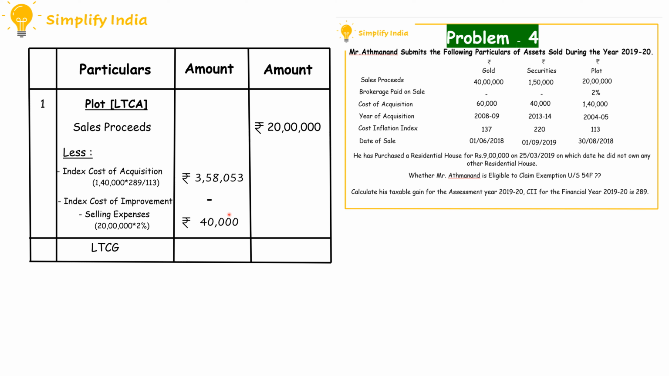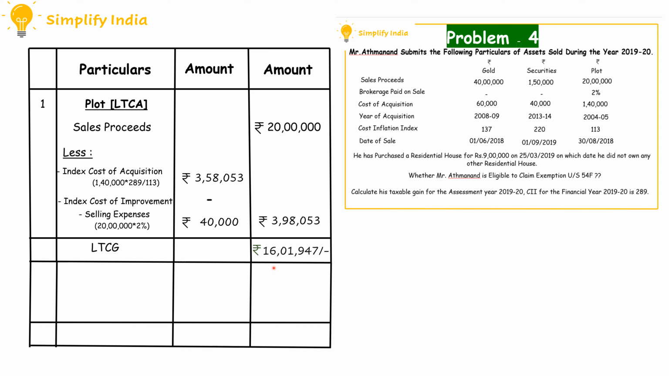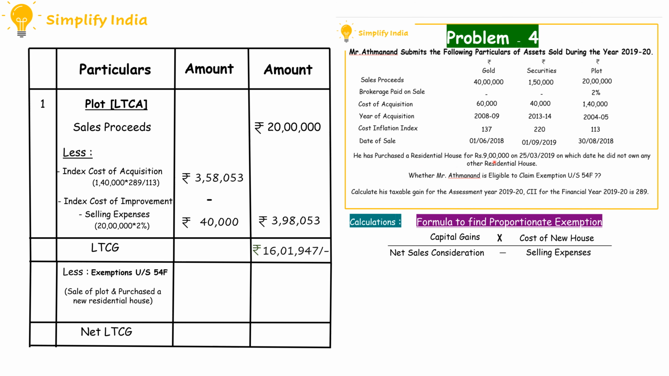Then when we add both of these amounts, that is index cost of acquisition and the selling expenses, we get a total of rupees 3,98,053. When we deduct this total amount from the sales proceeds, that is from rupees 20 lakh, we will get a long-term capital gain of rupees 16,01,947. As we know that Mr. Atmanan is eligible to claim exemption under section 54F, we have to deduct the exemption amount. So the house property, that is the new residential house, amounts to rupees 9 lakh.